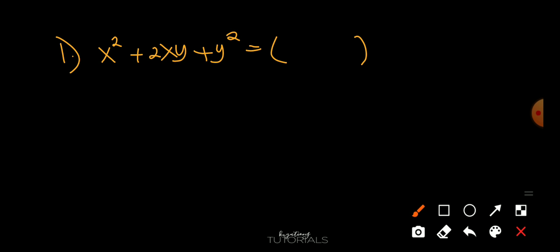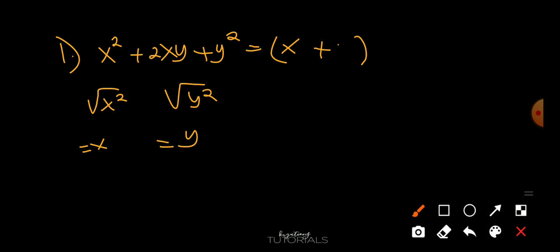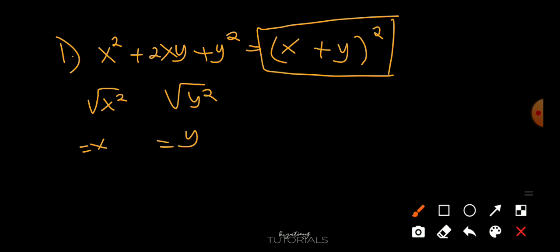Okay, so we extract the square root. The square root of x squared is x. So copy x. Then look at the next sign or operation sign, which is plus. So plus. Then extract the square root of the last term. The square root of y squared is y. So y. Then put the square here. So our final answer is the quantity x plus y, squared.